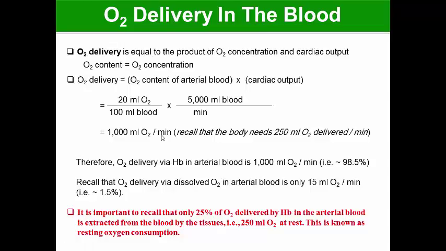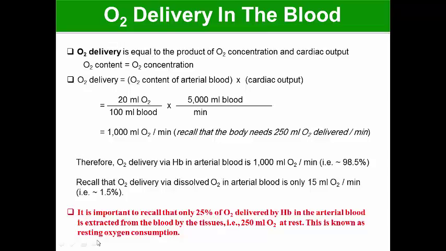But the tissues do not need all these 1,000 milliliters of oxygen. The tissues, remember, extract only 25%. 25% means a quarter of the amount, so a quarter of 1,000 milliliters of oxygen. A quarter of 1,000 is 250 milliliters of oxygen. So this is the resting oxygen consumption.